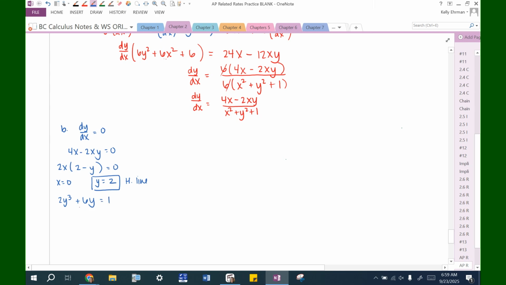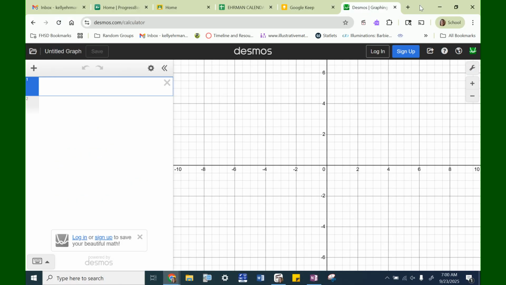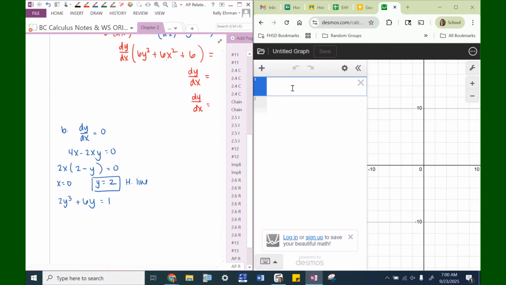Now this is not something I can factor, and it doesn't just turn out to be a nice rational answer. So I do need to use my calculator to solve this. Whether you're using the graphing calculator or Desmos, I haven't found a way that you could just type in 2y cubed plus 6y and find out where it intersects a value of 1. So when I go to Desmos, split screen here, I am going to type this in as f of x.